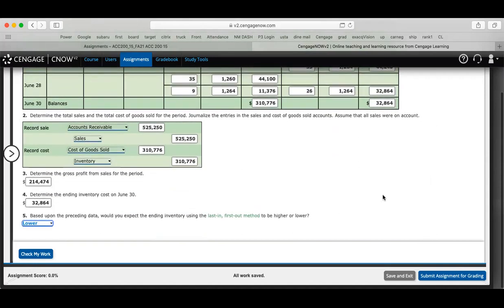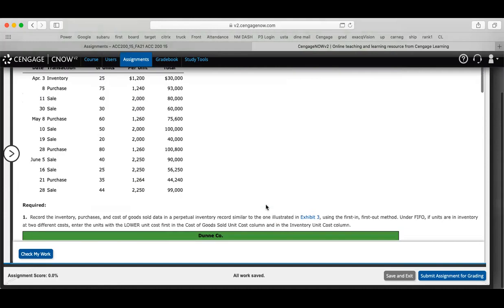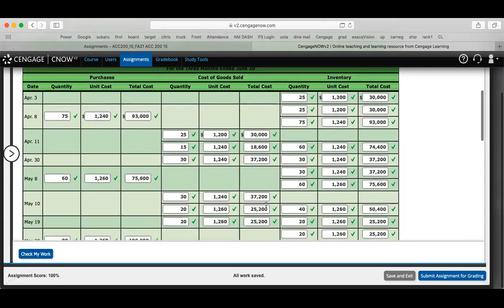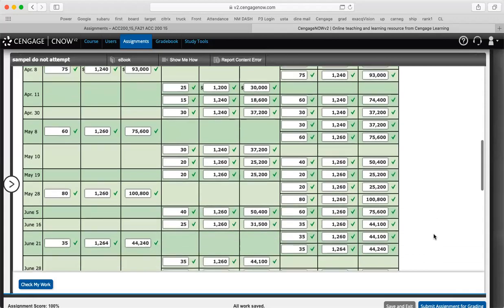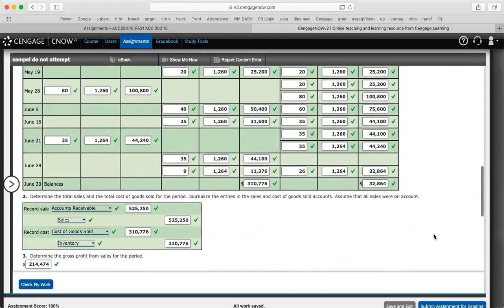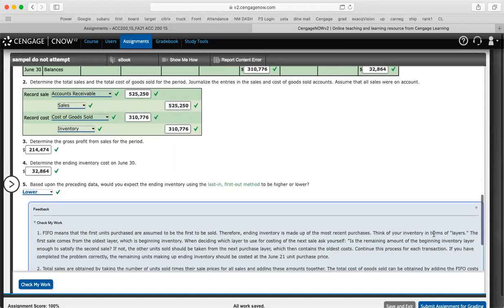I just did the math really quickly. So let's check our work. Hopefully, cross your fingers for all green. Oh, good, look at those. All green, all green, all green. Green for good. Okay, perfect.